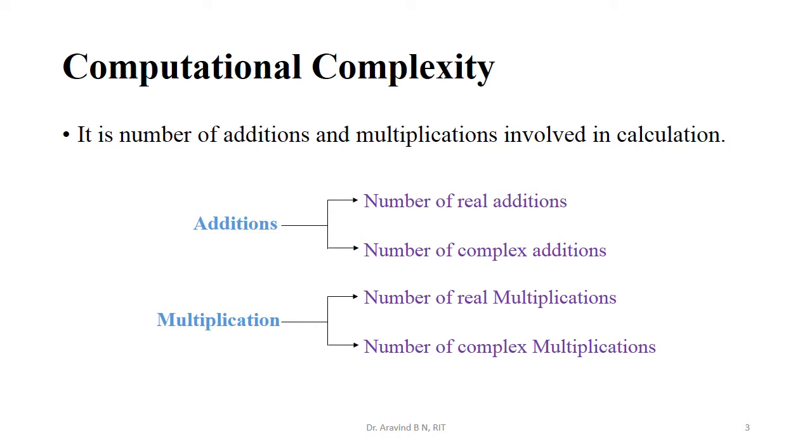At the very first, let us understand the meaning of computational complexity. Computational complexity is nothing but the number of additions and multiplications involved in a calculation. Addition may involve real addition and complex addition. Multiplication may involve real multiplication and complex multiplication.